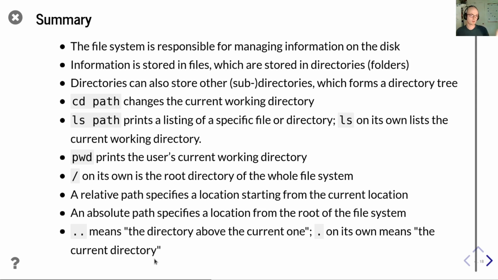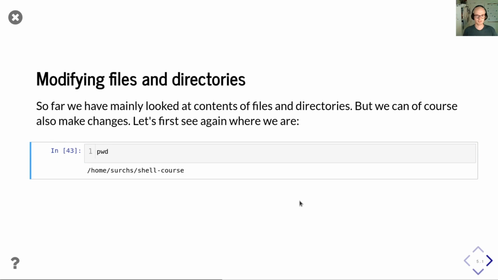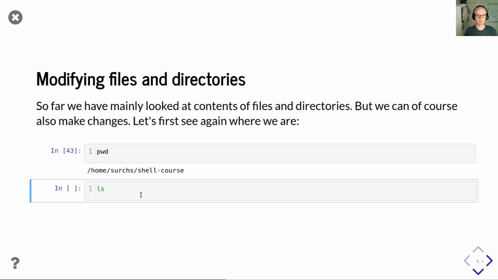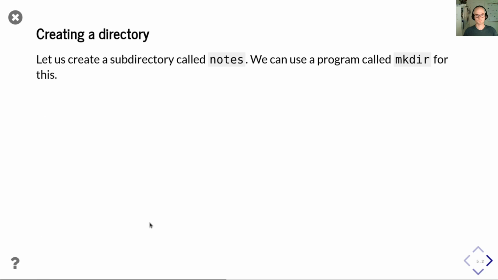Okay, so now you know a little bit about navigating around your file system with a command line. Now what about actually doing something there, manipulating the file system? Well, we can also do that. So let's just make sure that we're in the right place. We're in a shell course directory, that's great. That's in there. Same things as before, haven't done anything. So let's say we want to create a directory in there that isn't yet there.